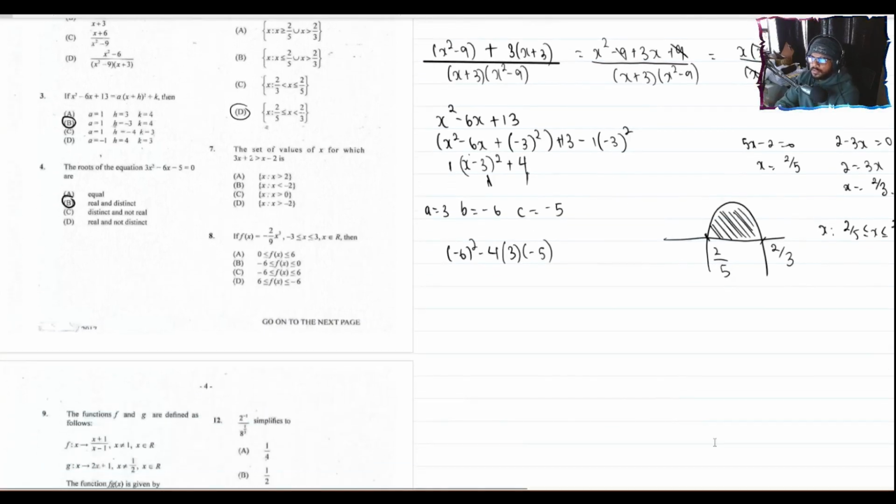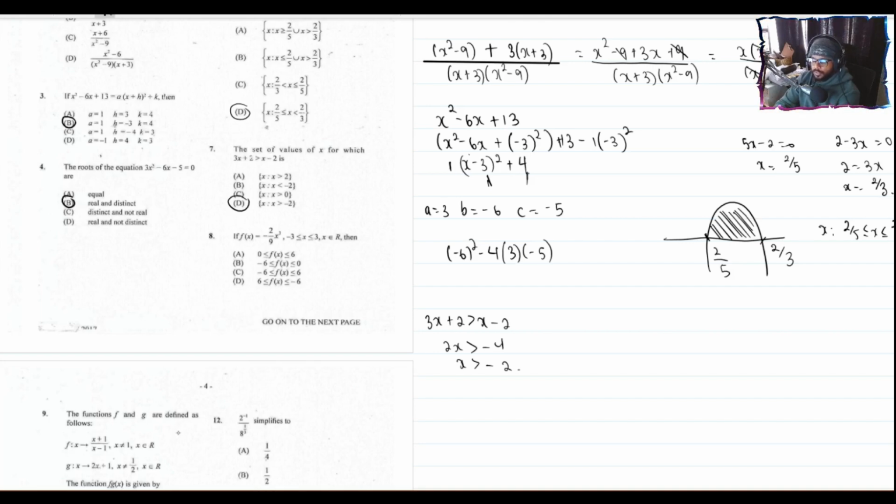Number 7, the set of values for which 3x, I believe that is plus 2, is more than x take away 2. Move the x, I get 2x, minus 2 is minus 4. X is more than minus 4 divided by 2 is minus 2. D is the answer.